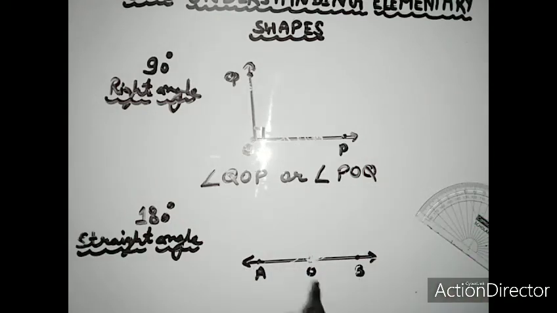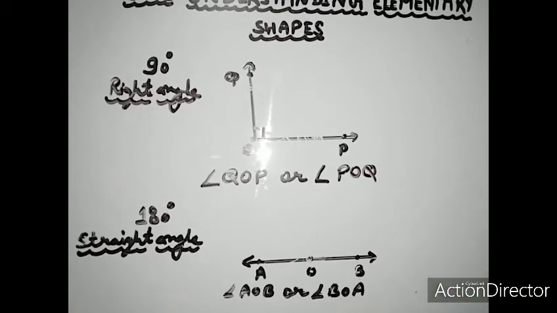And here we give the name of this angle as angle AOB or angle BOA. Now we write this O, the vertex of these two rays, as the midpoint, right? Now we take one another example here.